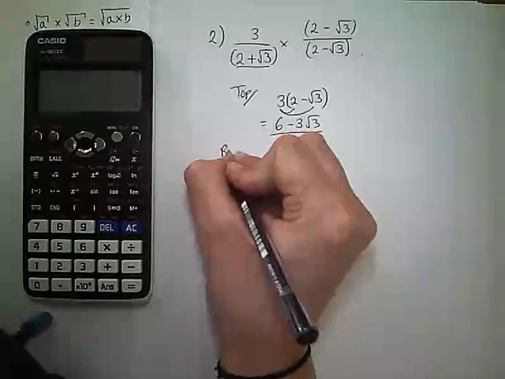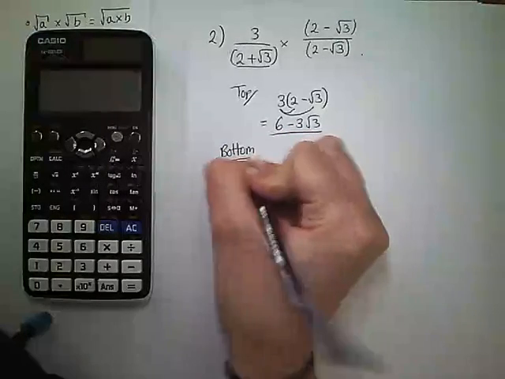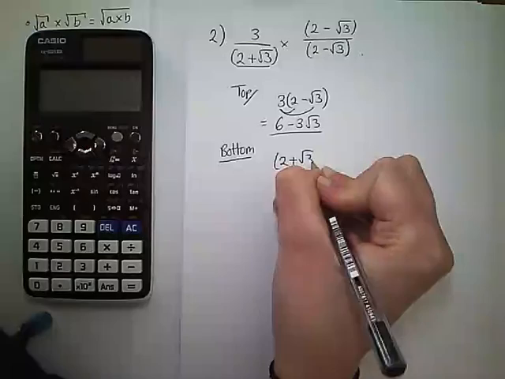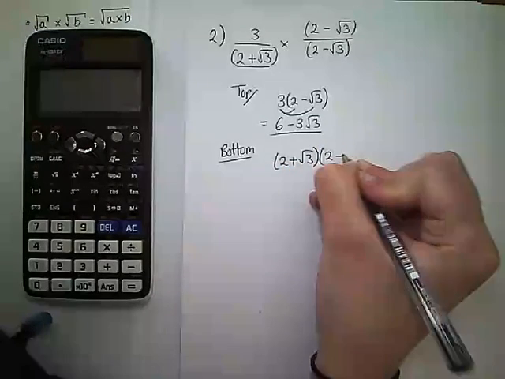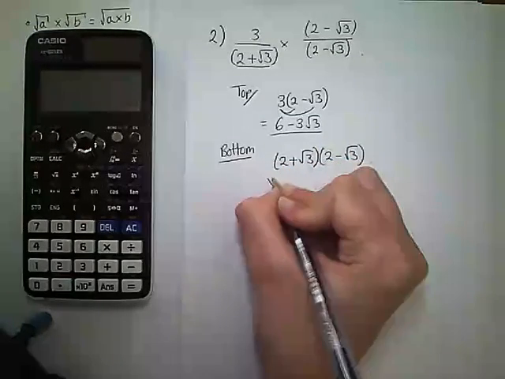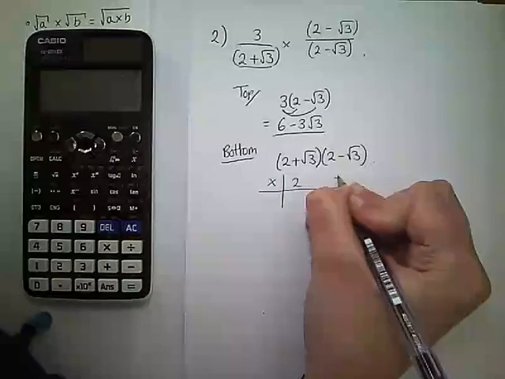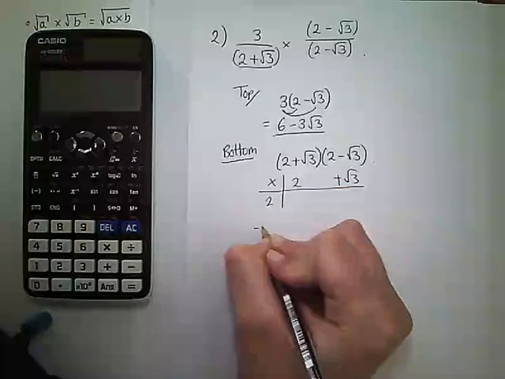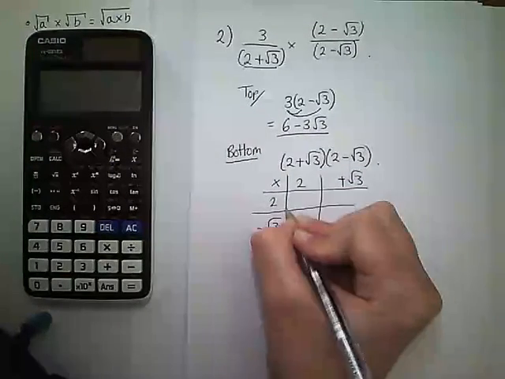Let's look at the bottom. Now the bottom will be slightly more complex because it is 2 brackets. I've got 2 plus root 3 and 2 minus root 3. Again, I don't mind how you expand the brackets, as I said in my expanding the brackets surd video, but I like to do it as a grid.